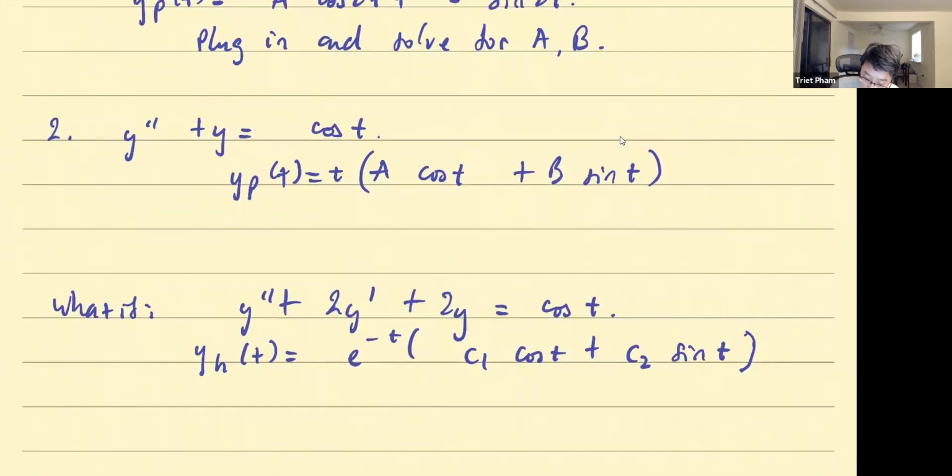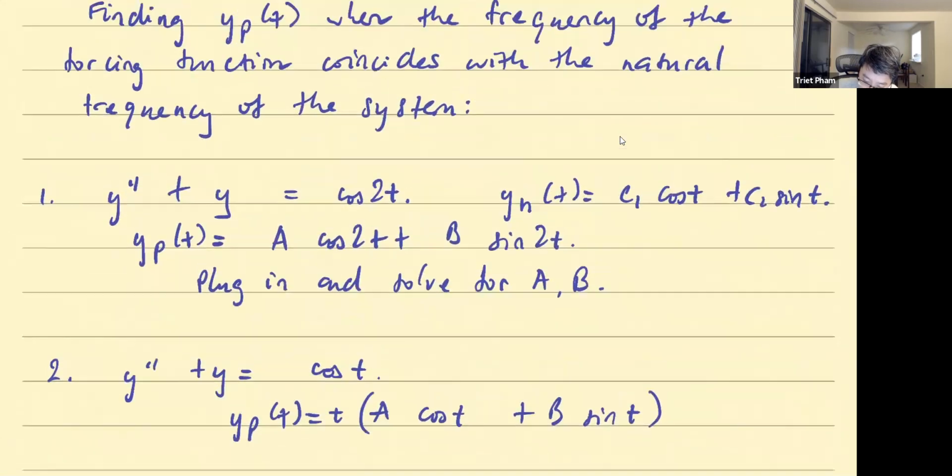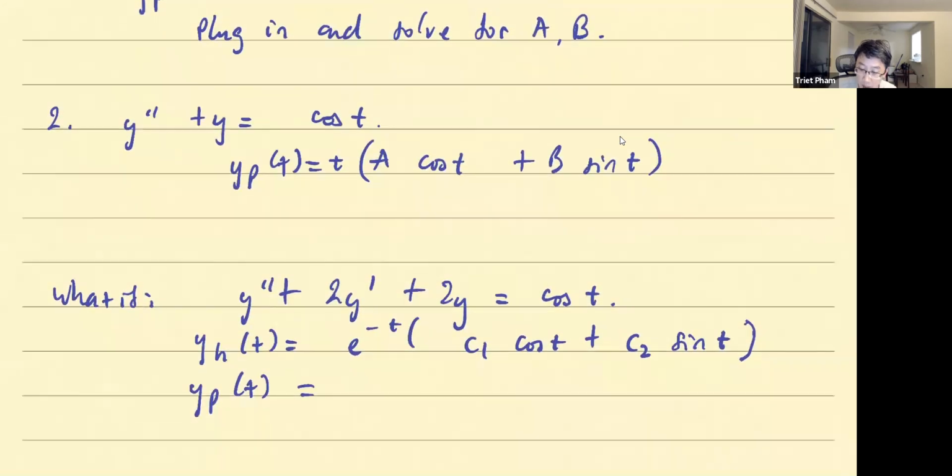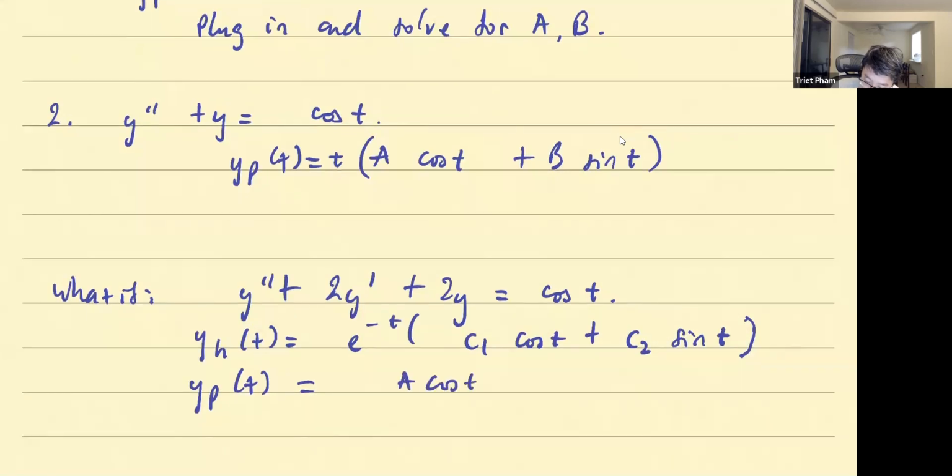So here, is this the case where the frequency of the forcing function coincides with the natural frequency of the system? Is this one of those cases? In other words, what's the guess of the y_p here? Is it this, or is it this? Which one is it? With or without the t?